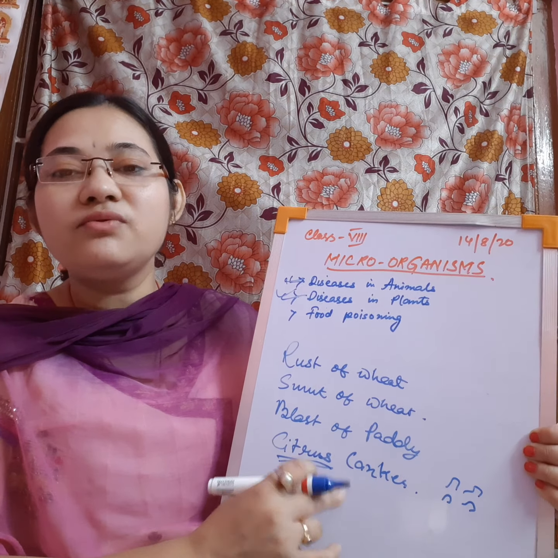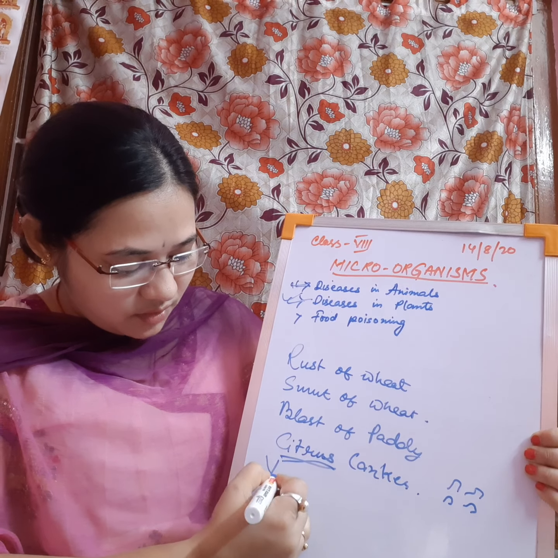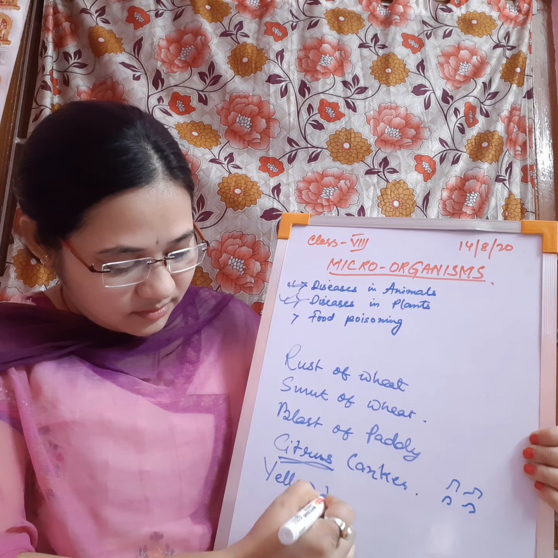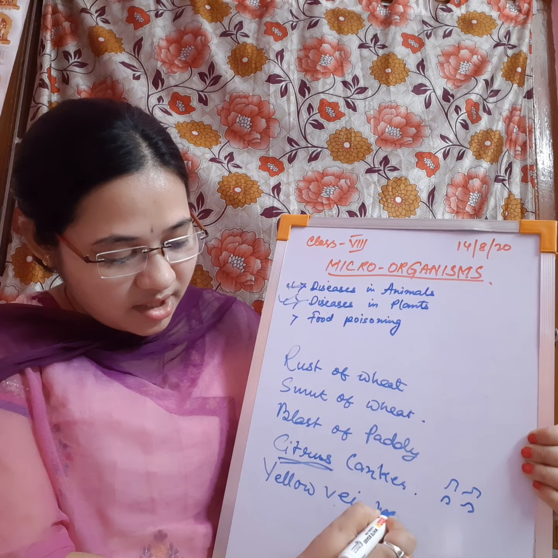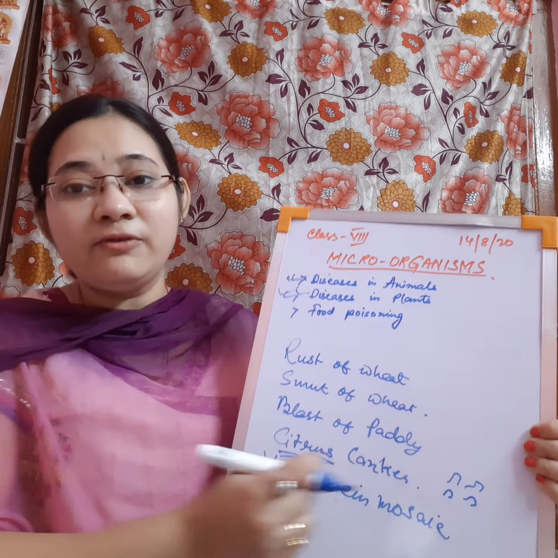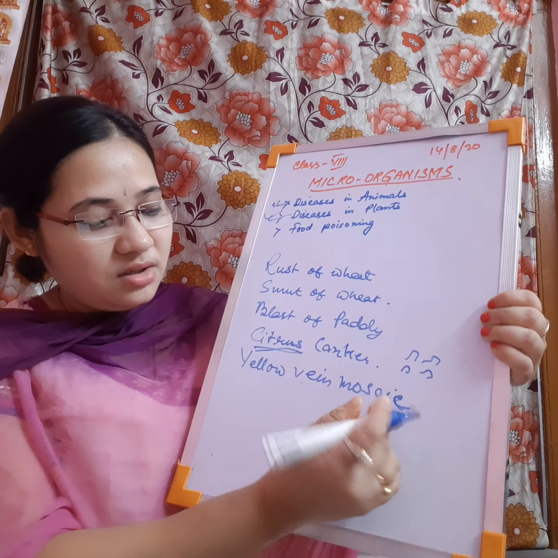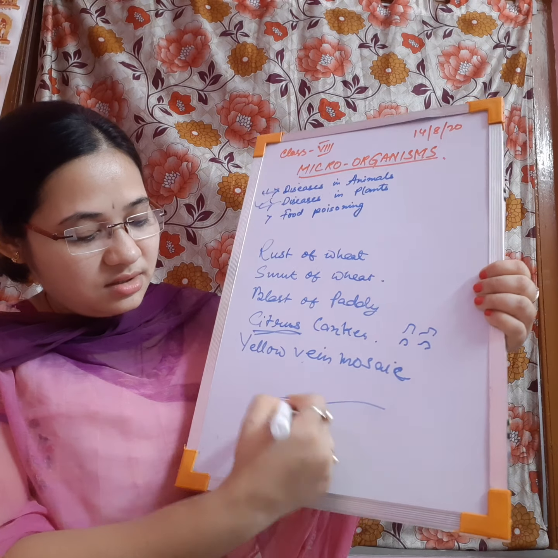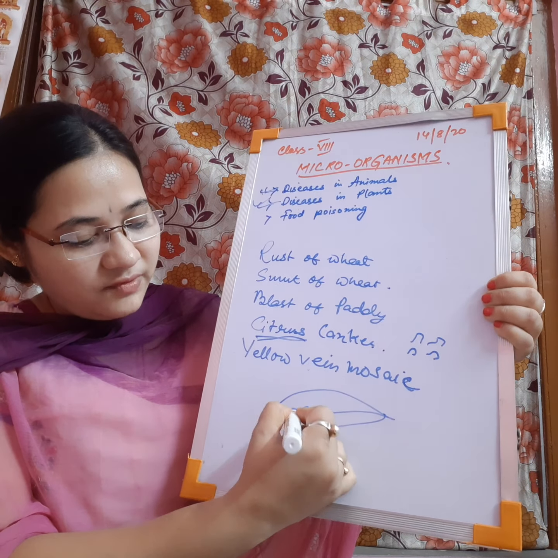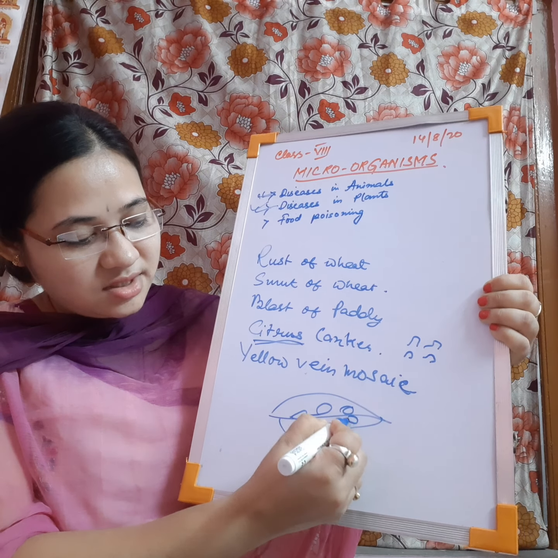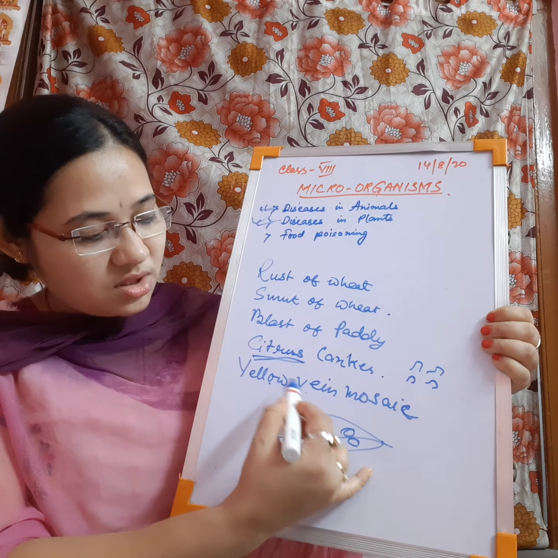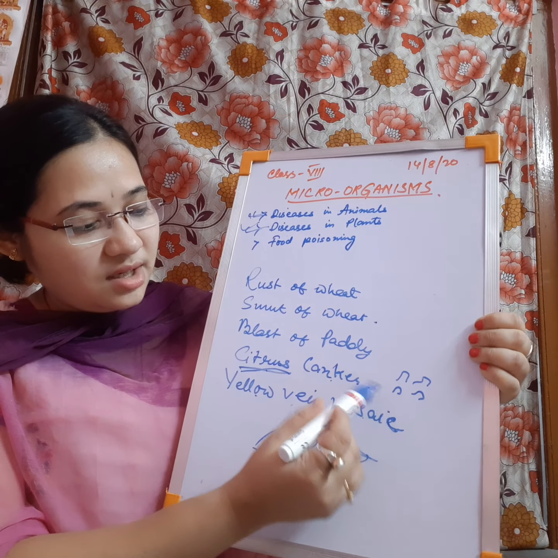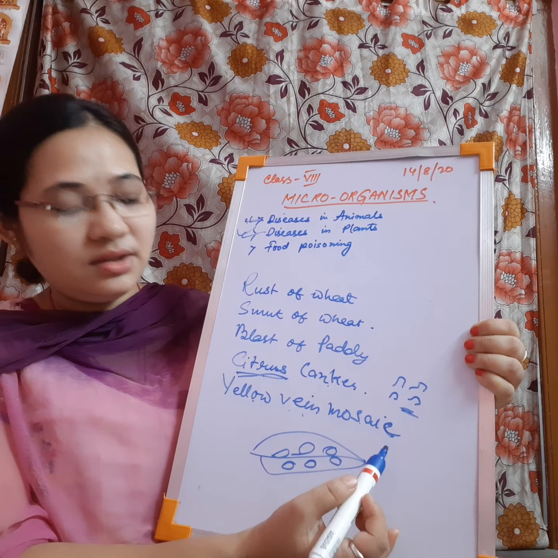And the last one we have is yellow vein mosaic. This is also another disease. You have seen mosaic floors, isn't it? Suppose this is the vein of the leaf, so it develops mosaic-like structures, yellow structures, on the veins. So yellow vein mosaic. Citrus canker means wart-like projections are there on the leaves.